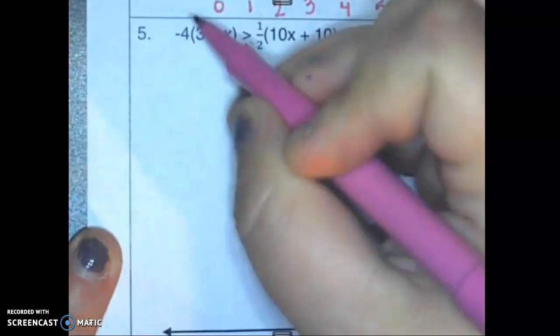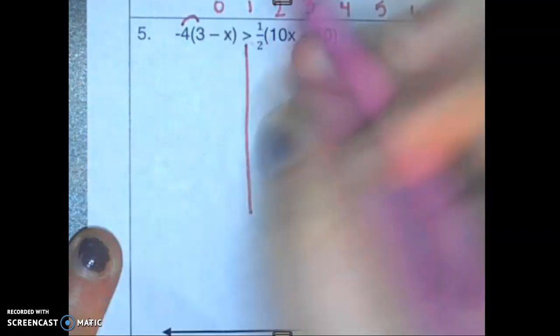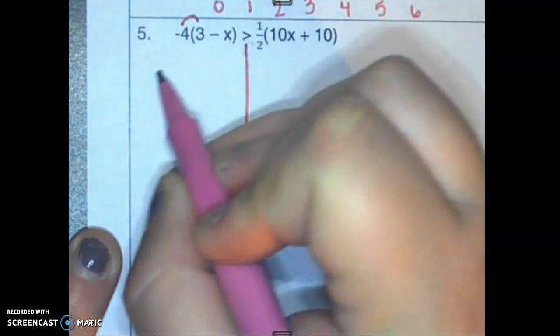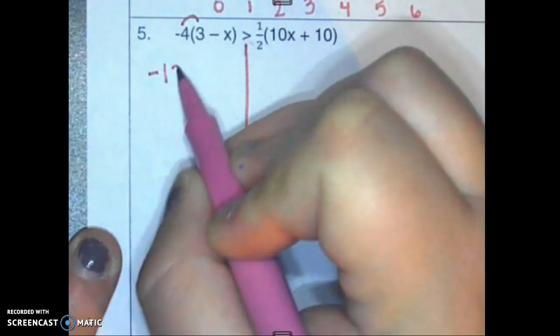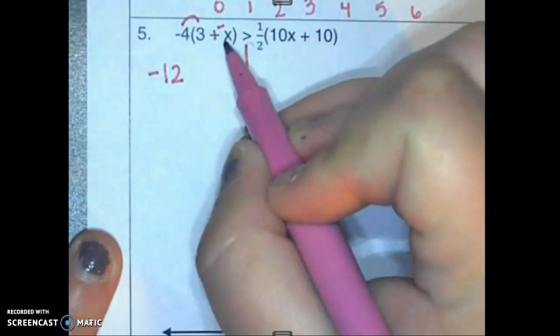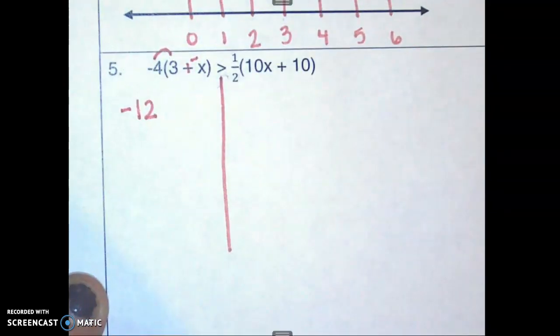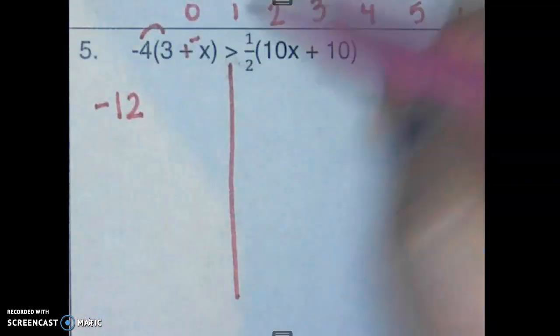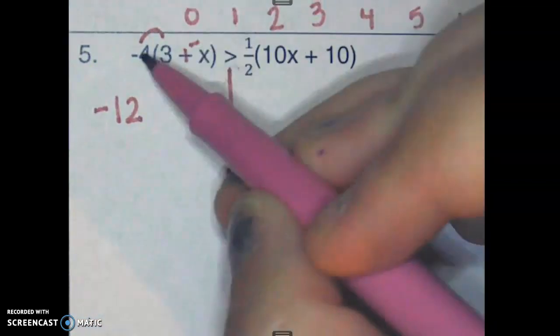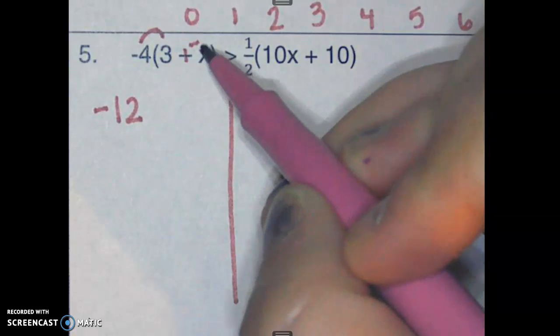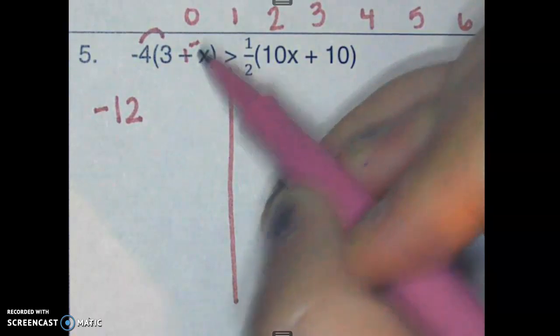So I'm going to draw a line. Then distribute. So -4 times 3 is -12. I'm going to go ahead and add a line, change a sign. Anytime it's a negative and a subtraction, I always do that, just so I don't mess up on giving that sign. -4 times -x is 4x, okay?